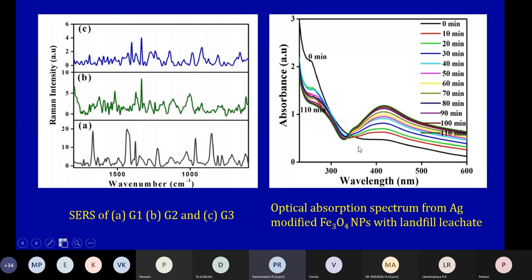For that we go for the photocatalytic study. First we take 0 minutes, which is nothing but the dye. When you add the pollutant, this is leachate, and when you add the nanoparticle to this leachate, it starts to degrade. See here, it starts to degrade.